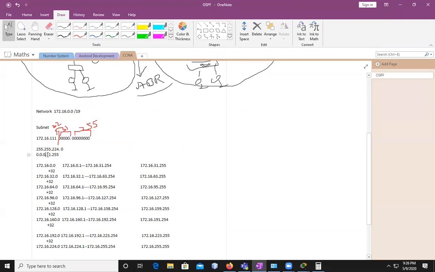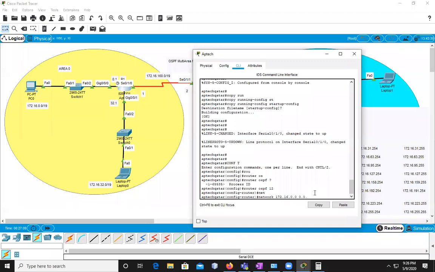So this is the wildcard mask: 0.0.31.255. It's very simple to calculate a wildcard mask. You just need to go with the reverse process of the subnet. Where there are networks, it's 0. Where there are hosts, they are 1. Then add all the ones together and add the value here. Got it? Then in EIGRP, we used to say it like this, that's it.